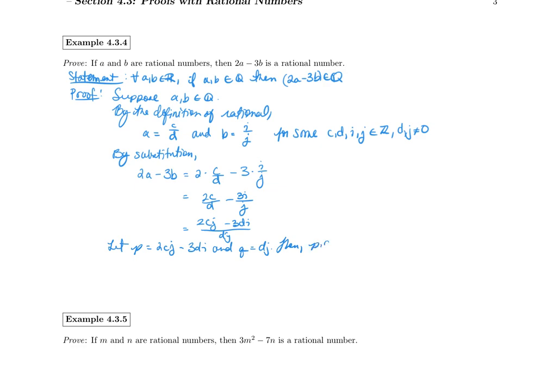Then we know that p and q are integers because integers are closed under, and let's see what we have here. We have multiplication for sure. Oh, and we have subtraction this time. So under subtraction and multiplication.